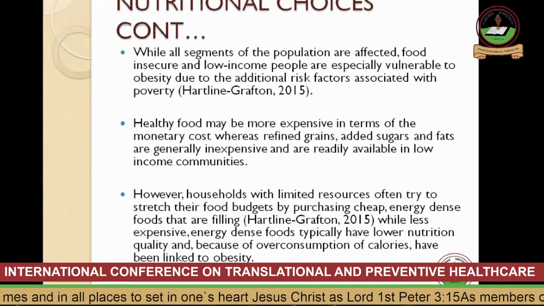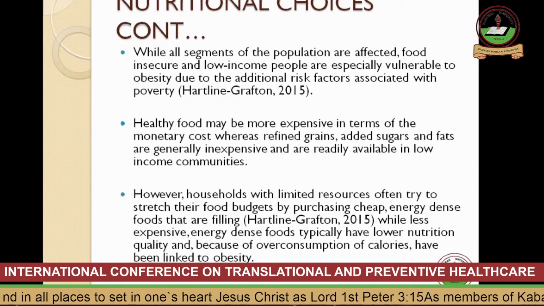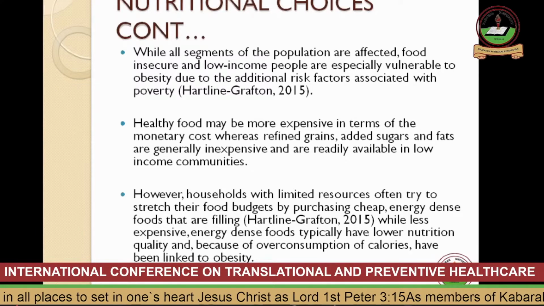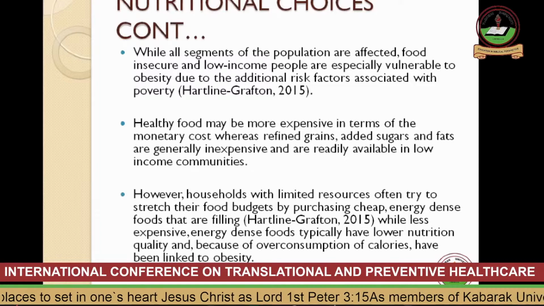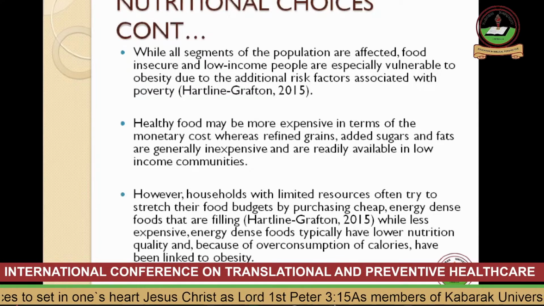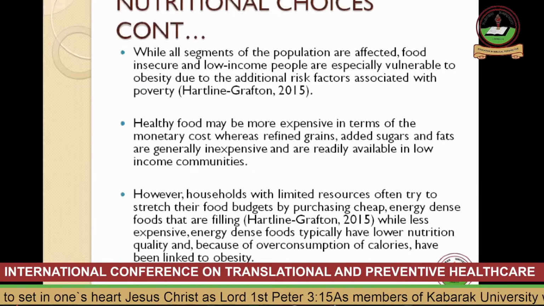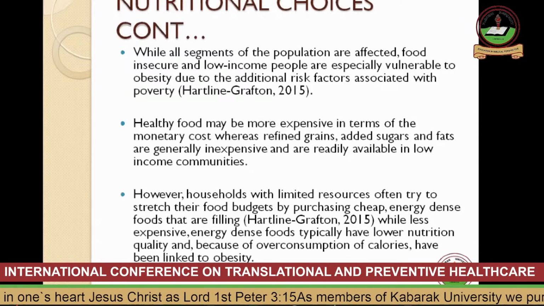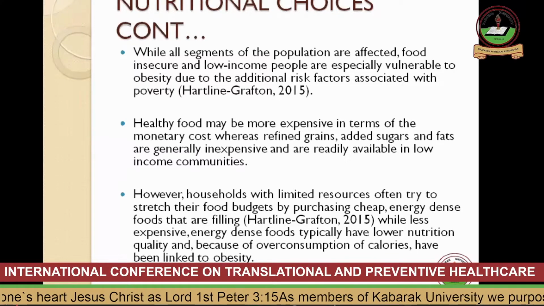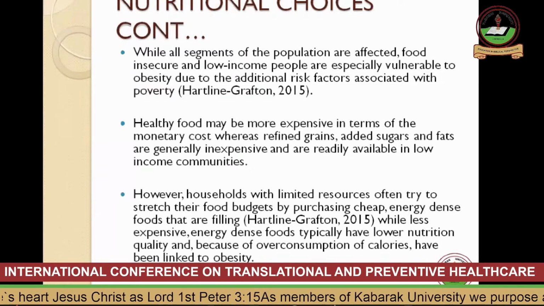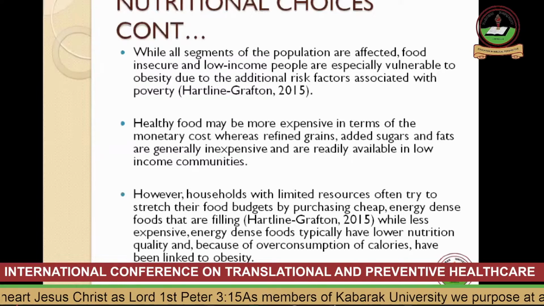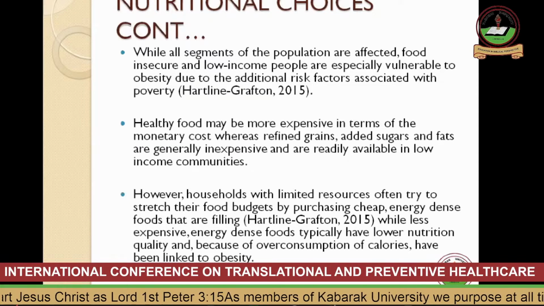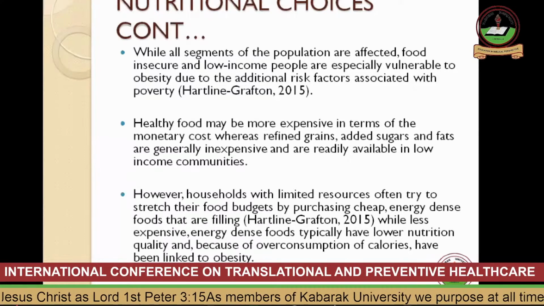So while all segments of the population are affected, food insecure and low-income people are especially vulnerable to obesity due to the additional risk factors associated with poverty. Healthy food may be more expensive in terms of monetary cost, whereas refined grains, added sugars and fats are generally inexpensive, and they are readily available in low-income communities.